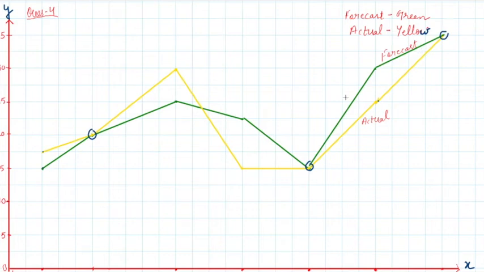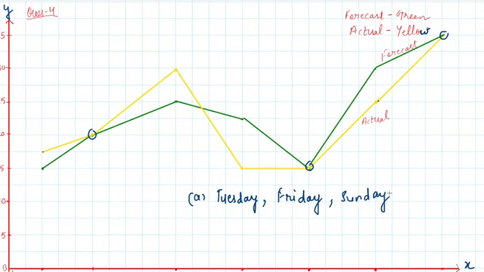So what can be my answer? On which days can we write? It's on Tuesday. Then here again if you write, this is Friday. And what is the next day which is coming out? Sunday. So on these 3 days, the forecast temperature was the same as the actual temperature.